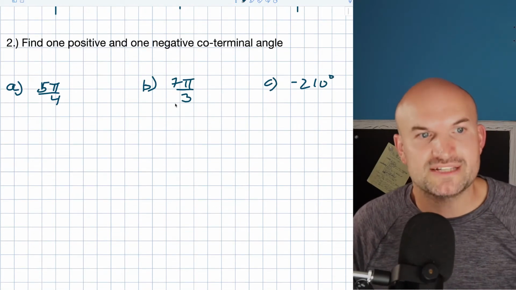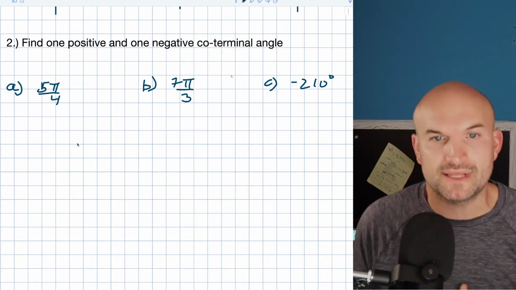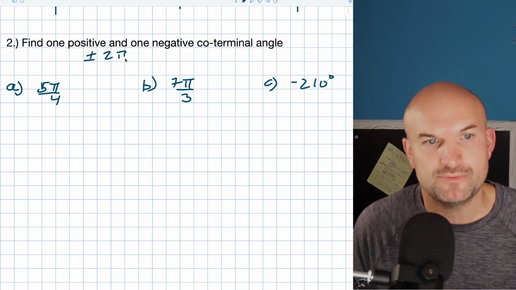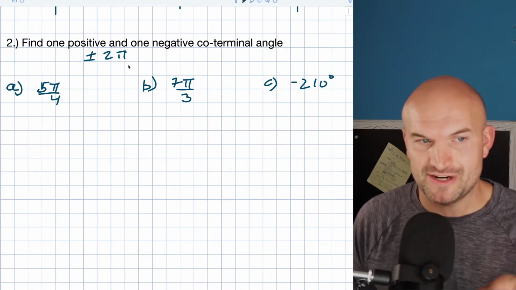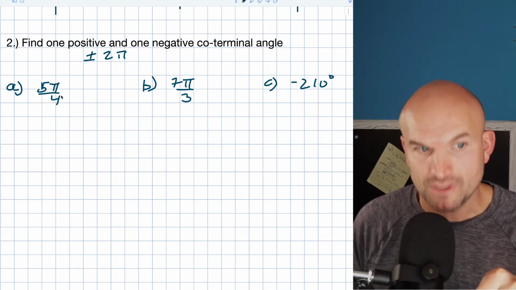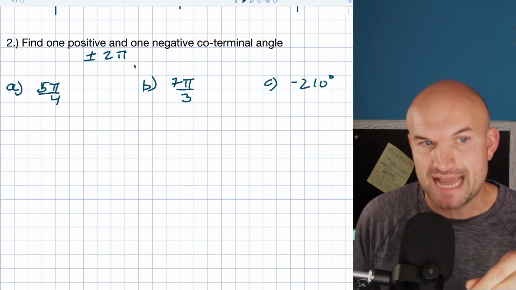Now, the next thing we want to do is find one positive and one negative coterminal angle. The fastest, easiest way to find coterminal angles is to just add and subtract 2 pi. Now, it's important to understand that 2 pi can come in many different variations. I don't want to add and subtract a plain 2 pi to 5 pi over 4. What I want to do is add and subtract a 2 pi that has the same denominator.